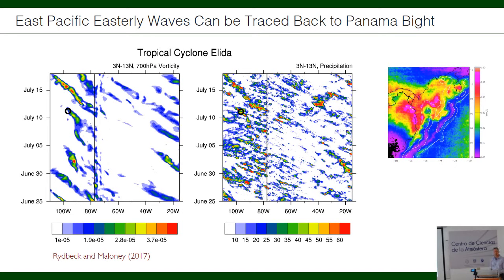Are the vorticity graphs filtered? This one is not filtered, but the other graph that I showed was filtered, at 3 to 10 days. But this one is not.